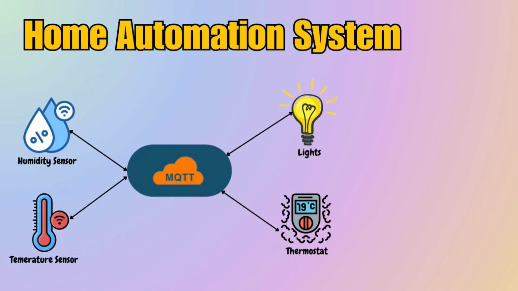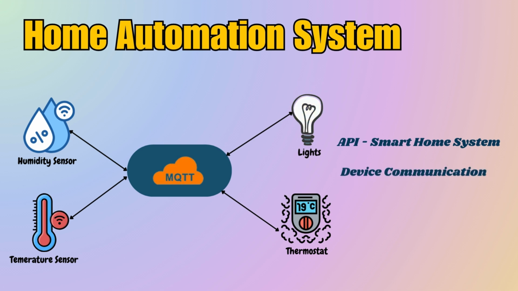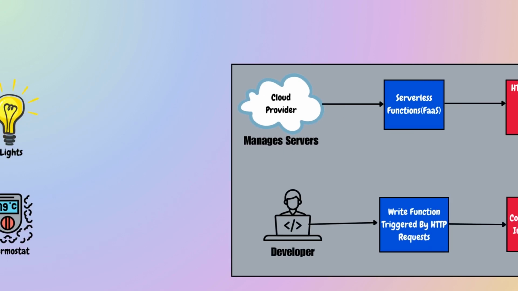Imagine a home automation system where various sensors like temperature, humidity, and devices like lights and thermostats communicate with each other. We are developing an API for a smart home system where various devices need to communicate in real time. MQTT can be used to facilitate this communication efficiently.